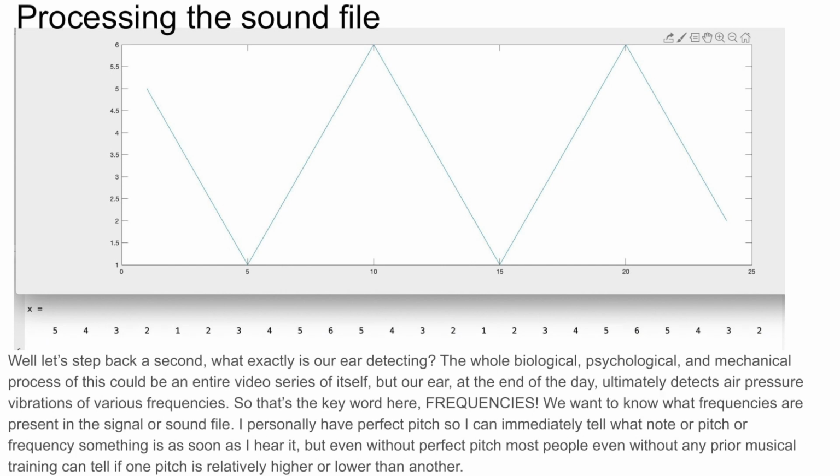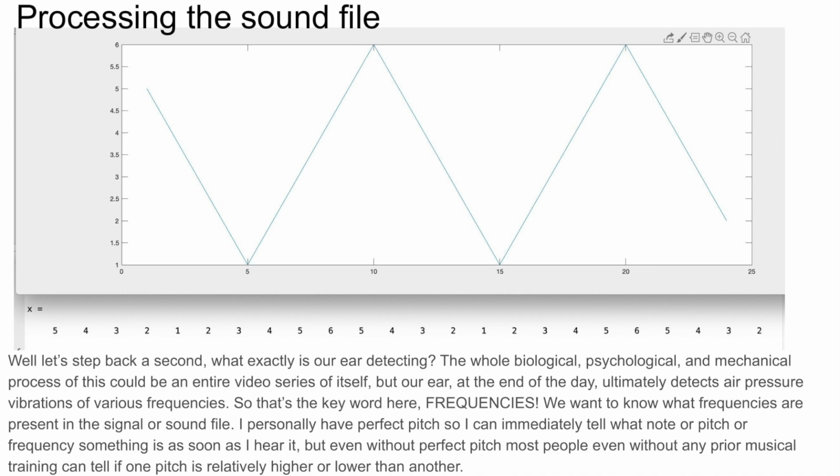Well, let's step back for a second. What exactly is our ear detecting? The whole biological, physiological, psychological, and mechanical process of this could be an entire video series in itself, but our ear, at the end of the day, ultimately detects air pressure vibrations of various frequencies. So that's the key word here: frequencies. We want to know what frequencies are present in the signal or sound file.